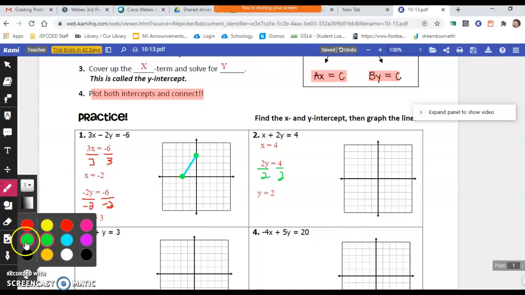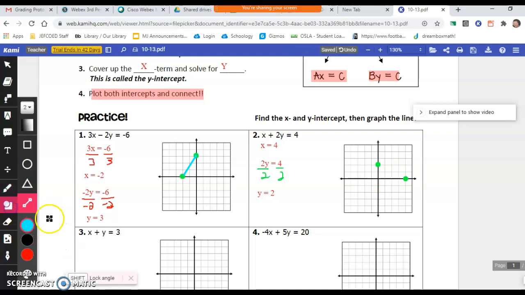Now, go plot these. The x-intercept is 4. Start at the origin, go over to positive 4. Plot it. I'm going to increase my thickness. Good. The y-intercept is positive 2. So 1, 2. Plot. Connect with my line tool. And we are good. So we graphed this standard form equation just by using the intercepts.